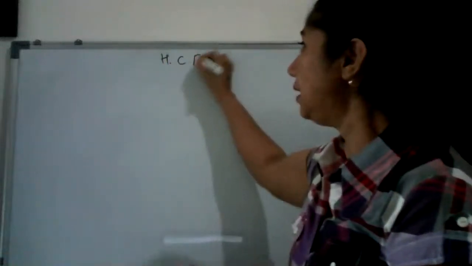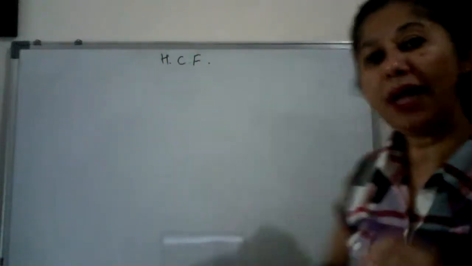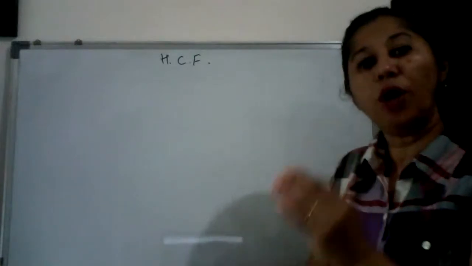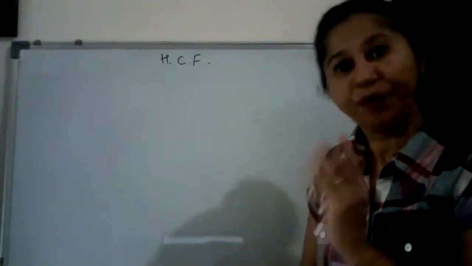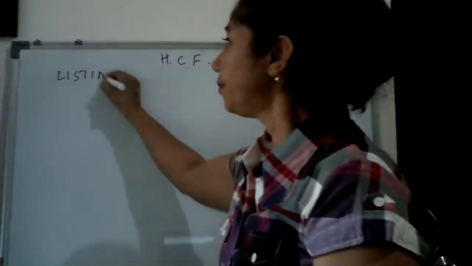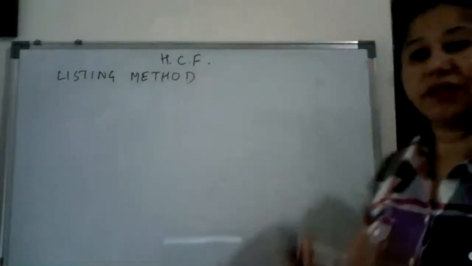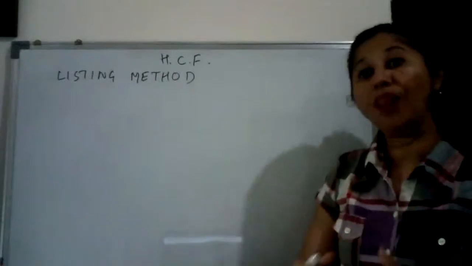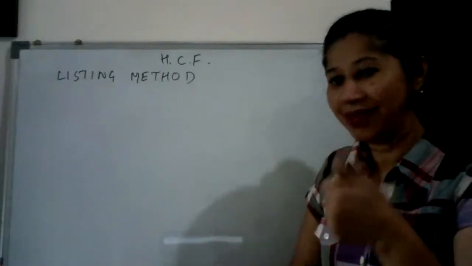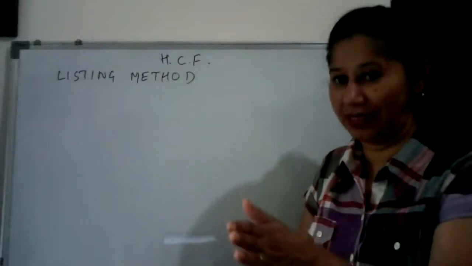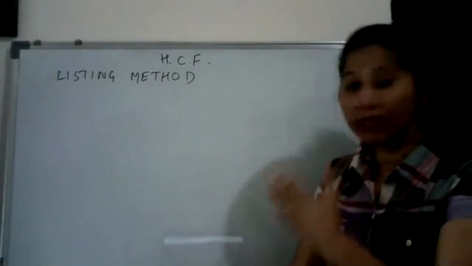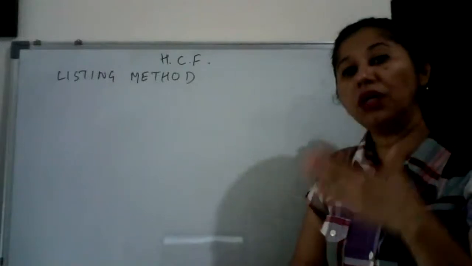In short, we are going to use a word, HCF. Okay, what is meant by HCF? That is highest common factor of given numbers. So the first method we are going to follow is the listing method. Okay, the listing method is very simple. That means you have to find out all the factors. Remember two methods, finding all the factors and prime factorization. So we are going to use both the methods. Here in the listing method, we are going to use all the factors.